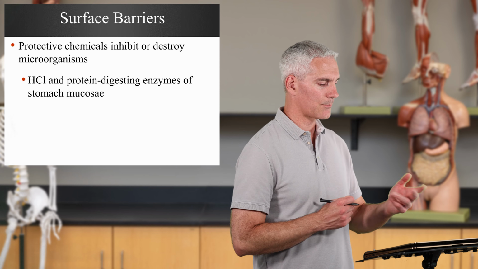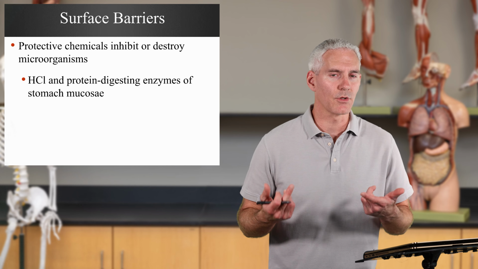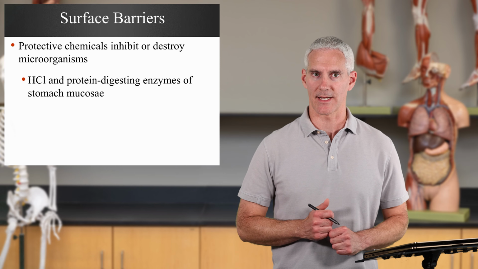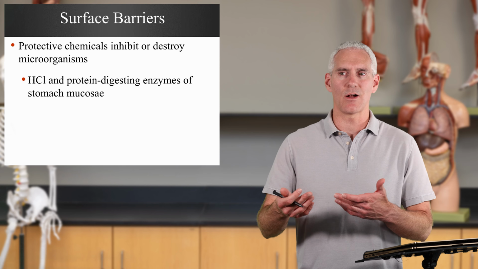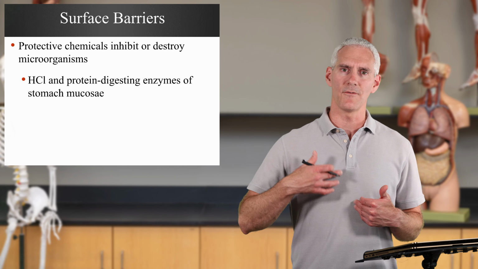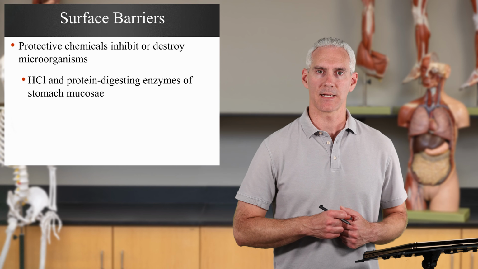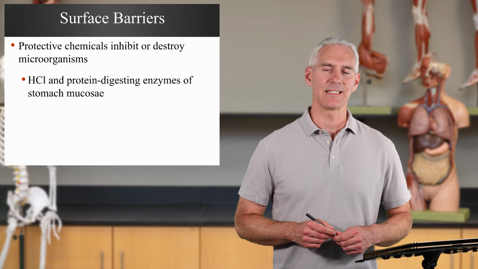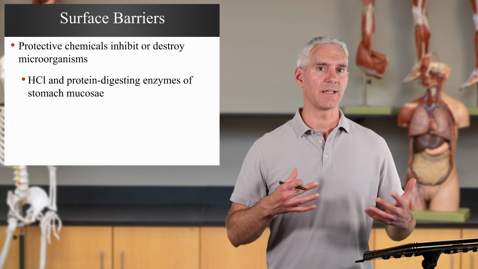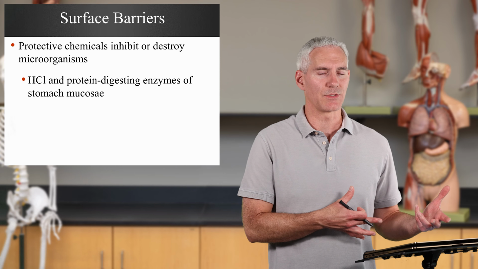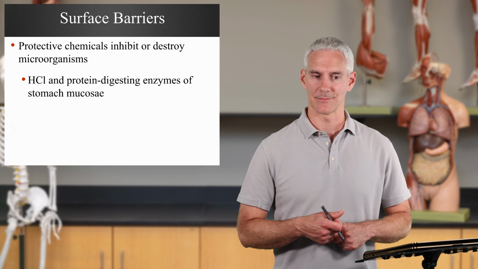Hydrochloric acid, protein digesting enzymes. Now, obviously, these aren't on the external surface. Now we're looking internally. We're in the GI tract. So this is now hydrochloric acid. It makes your stomach pH down to a 3 or pH of 2. A very acidic and inhospitable environment for most bacteria. Protein digesting enzymes. Well, proteins are what make up most things. So if you're digesting the proteins, that means you're breaking down the proteins that these bacteria have.